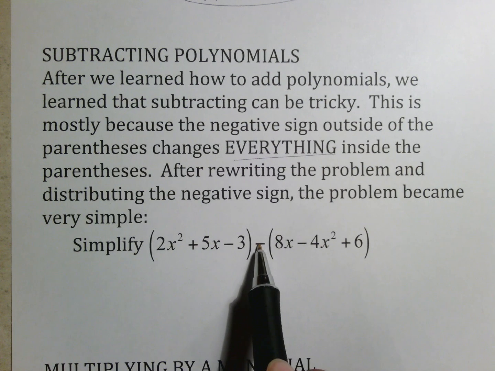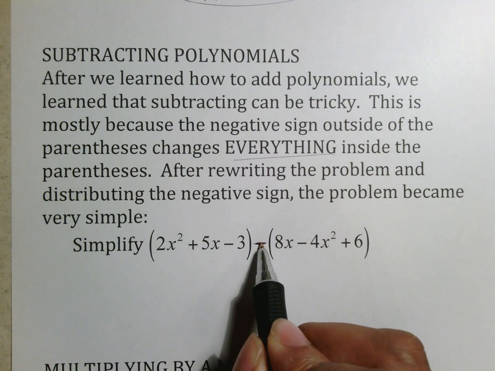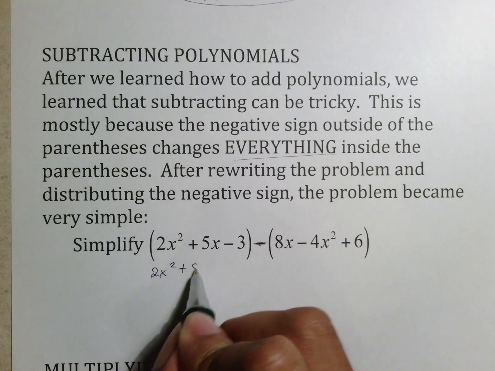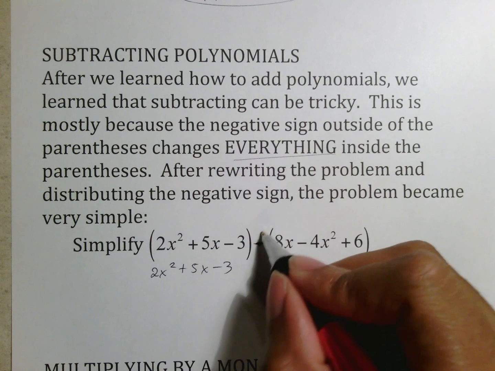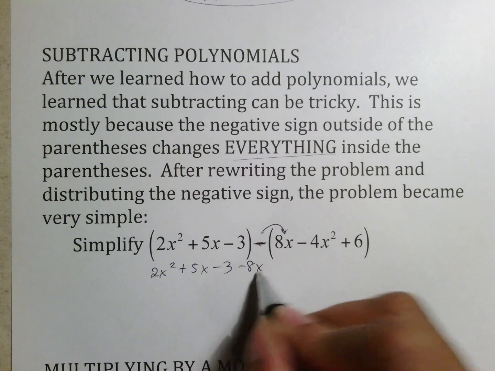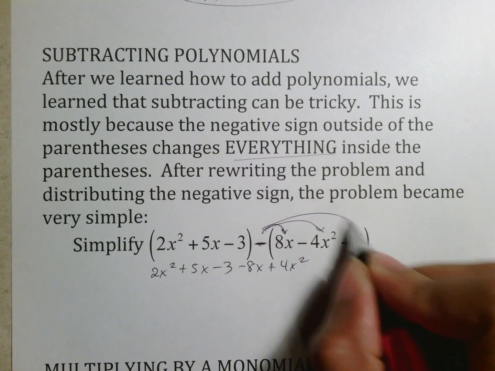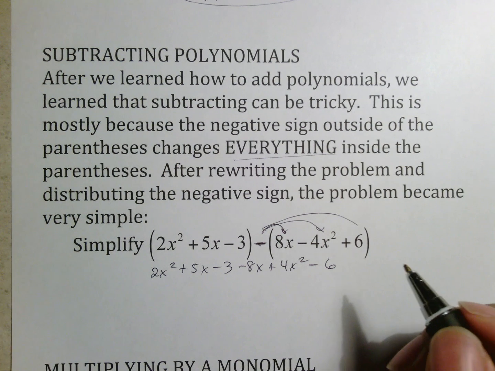So whenever you see this, again, this is not a distributive property because it means subtract, but the fact that it's a negative outside of a parentheses means we do need to slow down and rewrite everything. The first parentheses gets rewritten the same, and then this means switch everything on the inside. So minus 8x plus 4x squared, and then minus 6 is what we're looking at there.